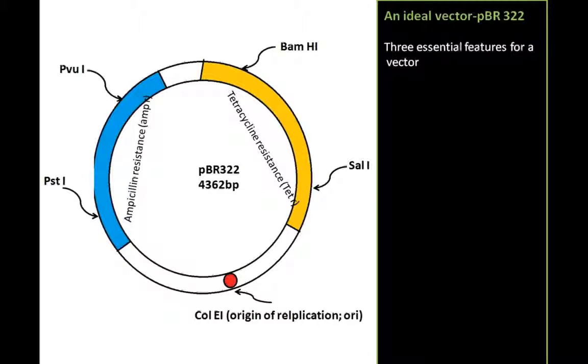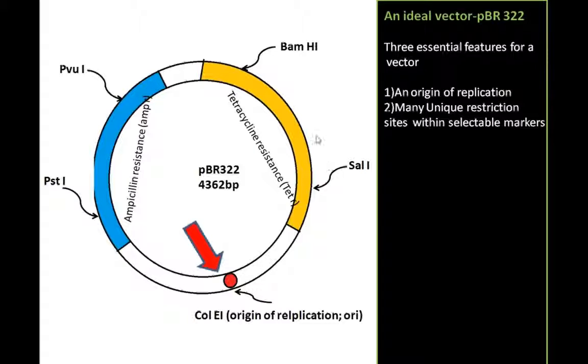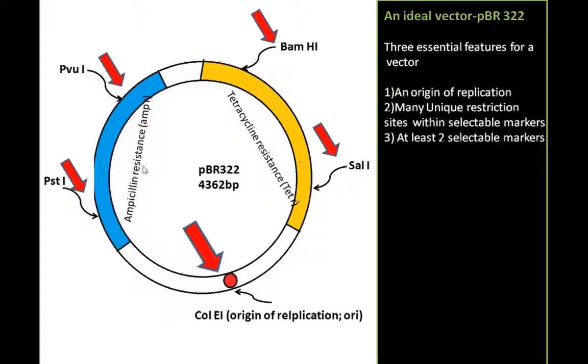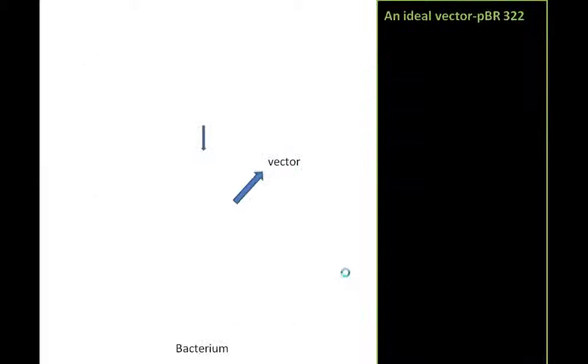Let us take an example of an ideal vector, that is the pBR322 plasmid, Bolivar and Rodriguez 322. The three essential characters for a vector are an origin of replication, you can see right here, then many unique restriction sites within selectable marker regions, and at least two selectable markers. Now let us move into the detail.